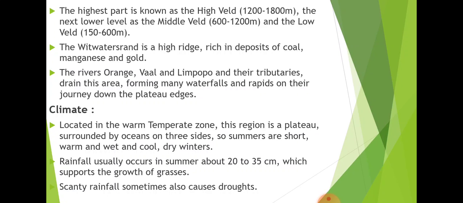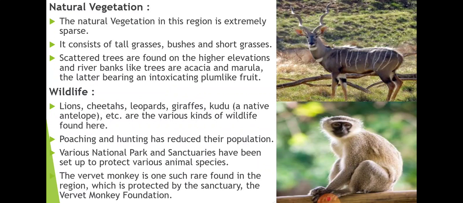Now moving towards the natural vegetation which is found in this region. The natural vegetation in this region is extremely sparse, and it consists of tall grasses with bushes and short grasses. Tall grasses are there where the maximum amount of rainfall is there, bushes where the average amount of rainfall is there, and short grasses where the minimum rainfall is there. So this kind of categorization is there.